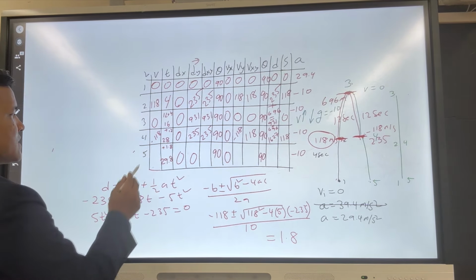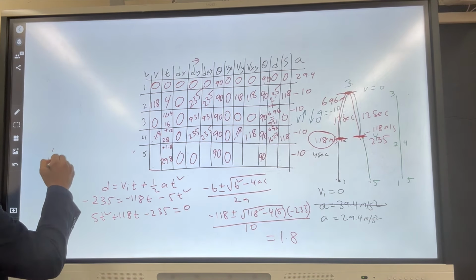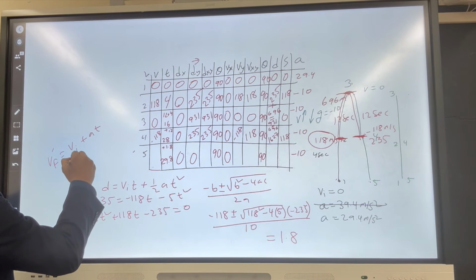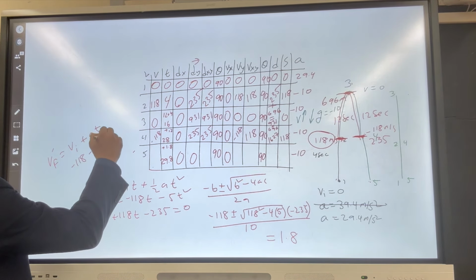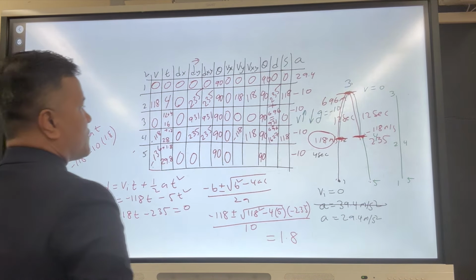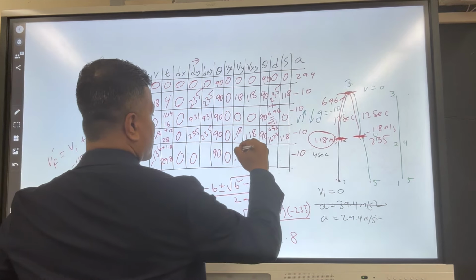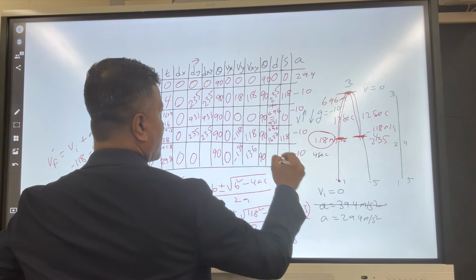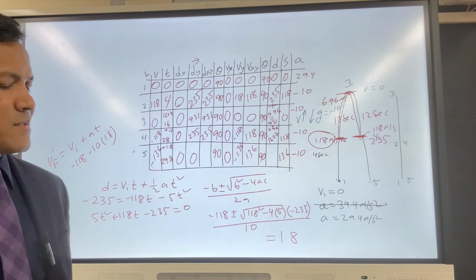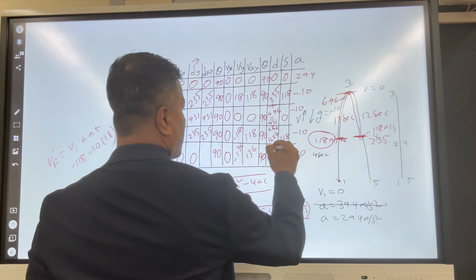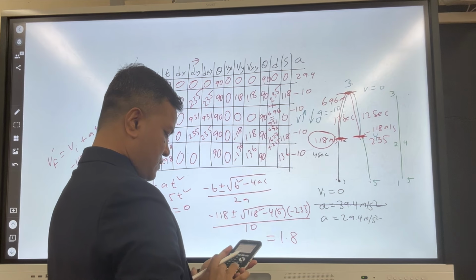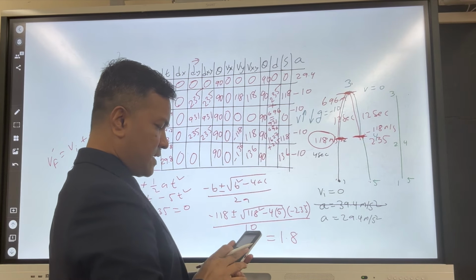And the velocity at location 5: Vf is equal to Vi plus at. Of course, you have negative 118 minus 10 times 1.8, so negative 136. Your Vy is negative 136, and your speed is 136. Your distance is 1627 plus 235, and that gives you 1862.